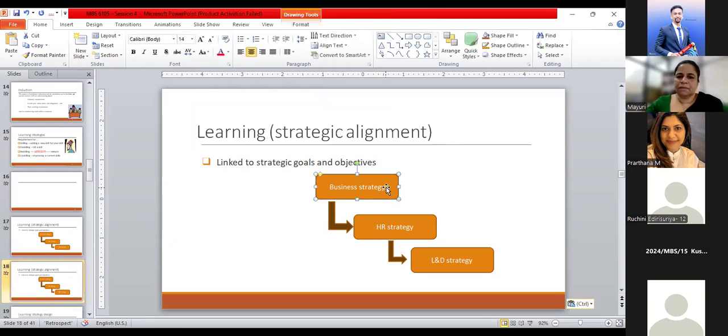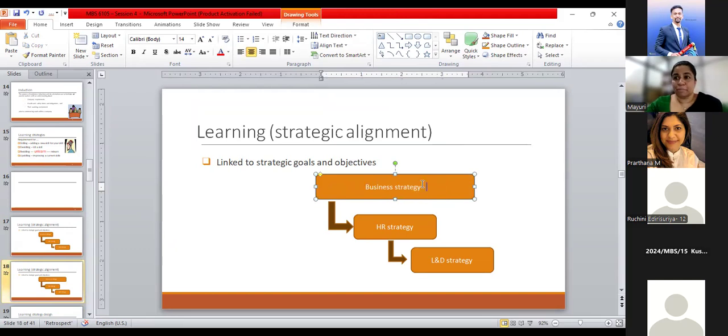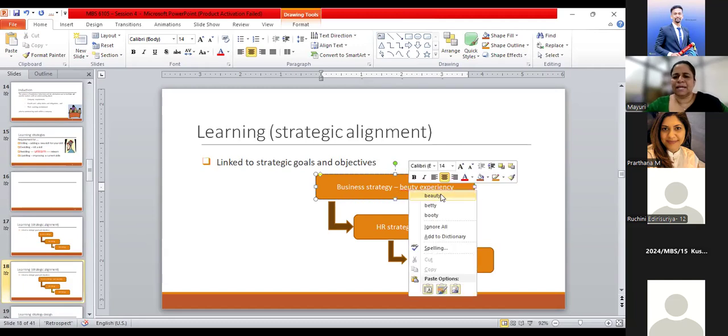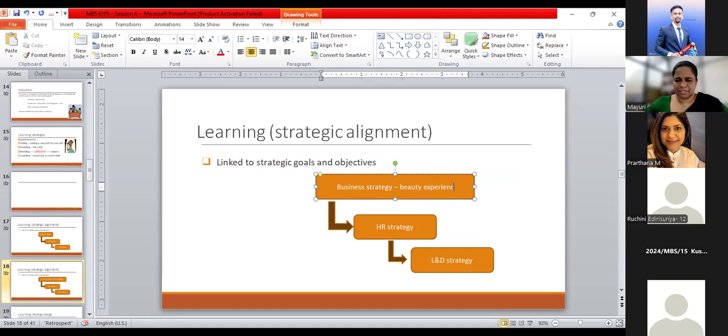For example, let's assume you take a spa-salon. Their business strategy is a beauty experience. They are giving an experience of beauty products.